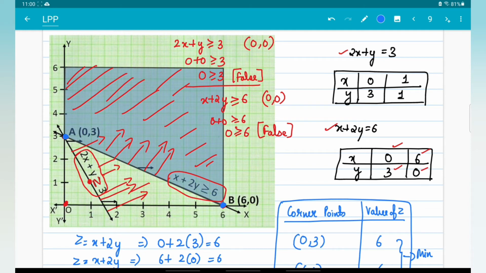Okay, so till here all the steps were the same as that of a bounded region, but since in this case it is an unbounded region, we have to do one extra step and we have to further check if 6 is the minimum value of z, or if there is any other value which can be minimum, which can be less than 6 also. Okay, so we're going to plot one more inequality over here in this graph.